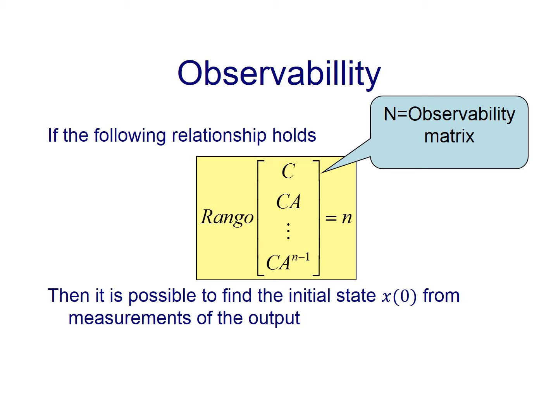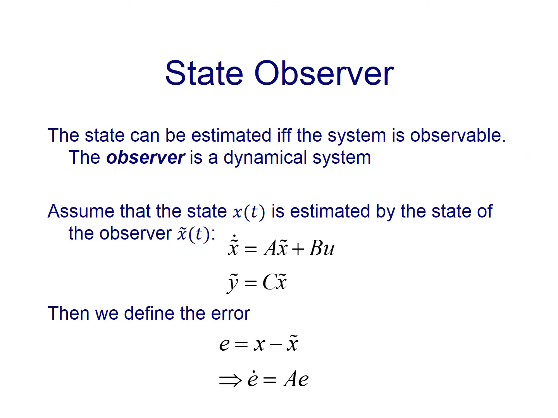Now, in a similar way, we're going to need a matrix, which is called the observability matrix. Instead of having columns, we're going to build this with rows. C is a row, then C times A is another row, until C times A to the n minus 1. Again, for a 2x2 system, we're going to have a square matrix here. The rank of this should be n. Then it's possible to find the initial state from measurements of the output. Then observability can be found if the determinant of this matrix is different from 0. Same as the controllability condition.